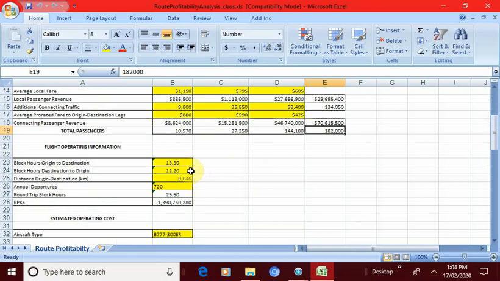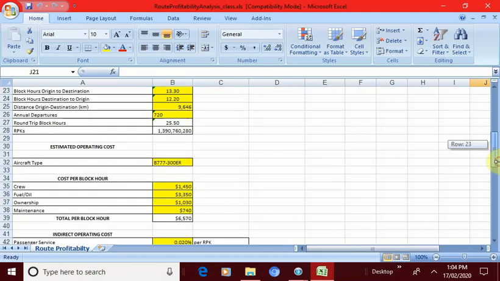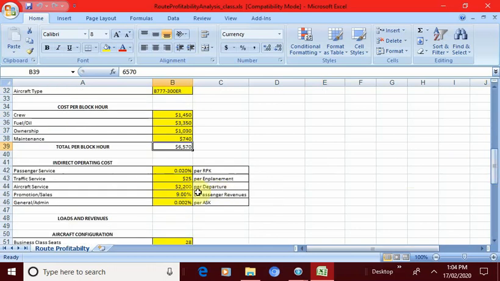Then we went for the second screen, and there we input the block hours, kilometers flown and annual departures, and this is the RPK, that is a KPI metric. And then we input the cost per block hour, and this is total per block hour. And this is the indirect operating cost. We put the percentages for promotion and sales, general admin, passenger service per enplanement and so on.